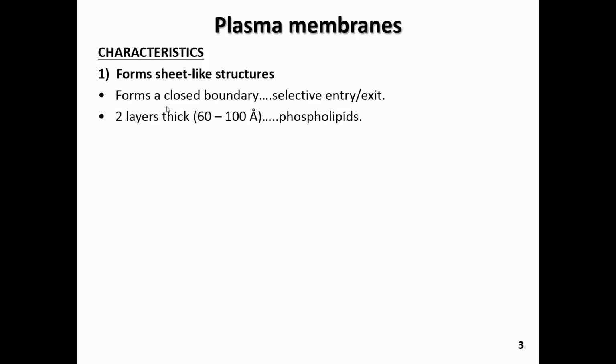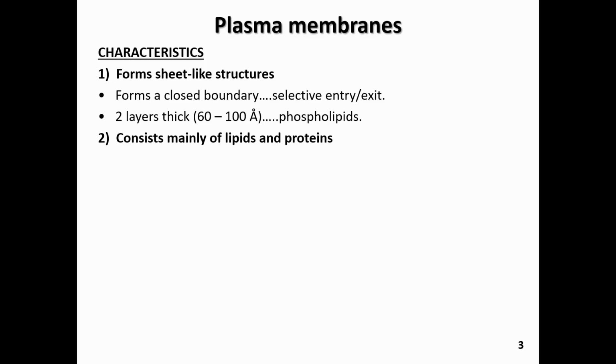The plasma membrane is composed of 2 layers of largely phospholipid molecules. The membrane is embedded with proteins, and we'll address that here shortly. And so the thickness of a plasma membrane does range, depending upon the type of cell, anywhere between 60 to 100 angstroms in terms of length. And 1 angstrom is equal to 10 to the minus 10 meters.